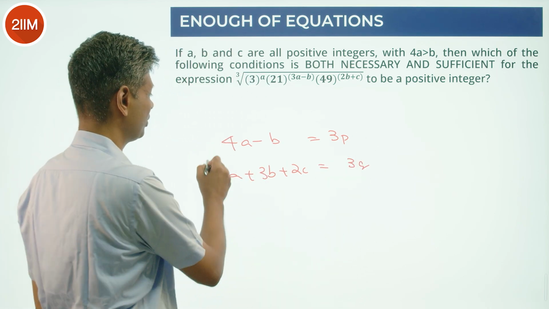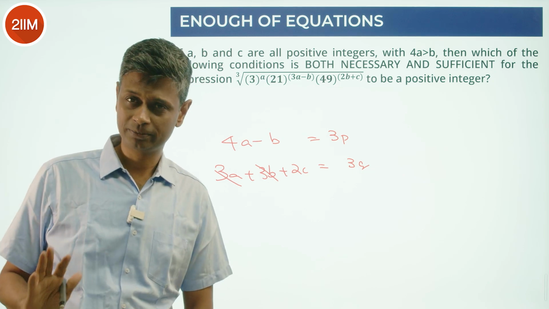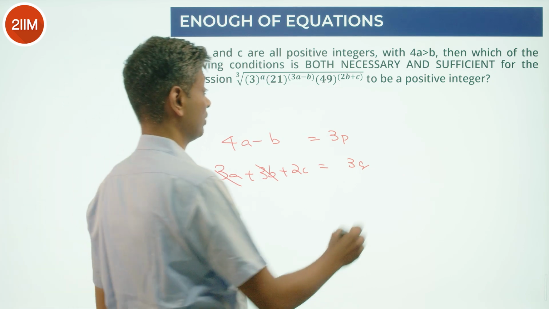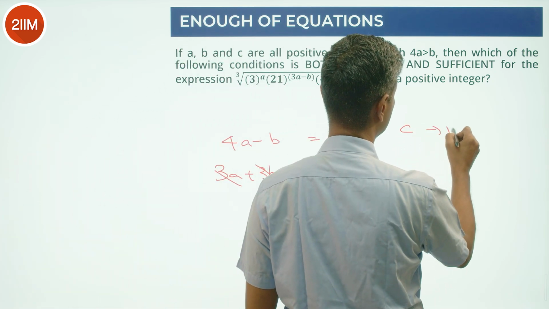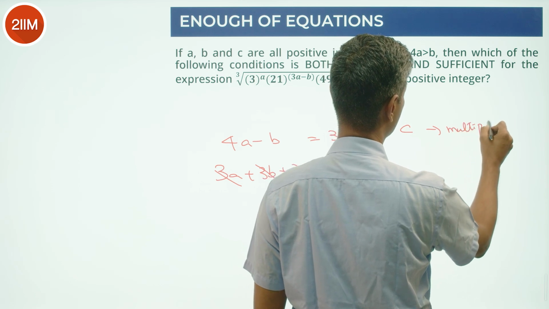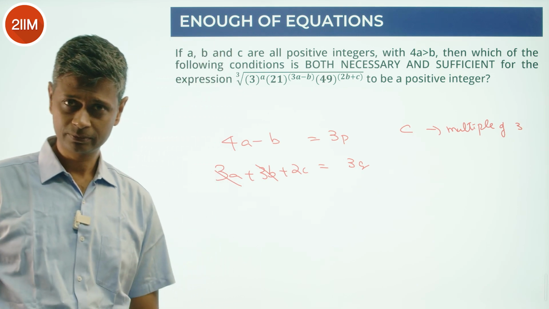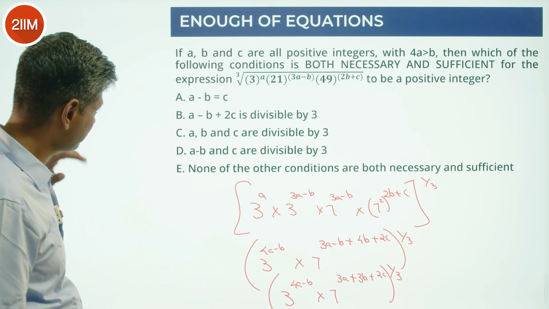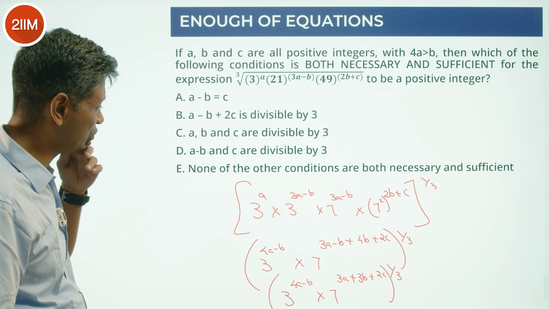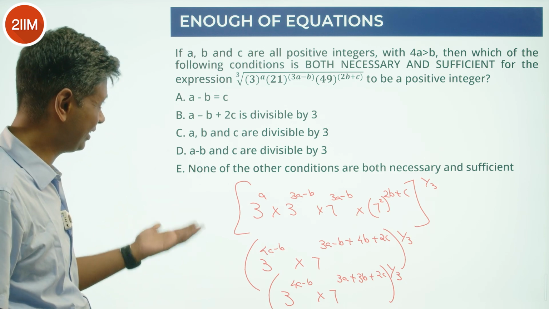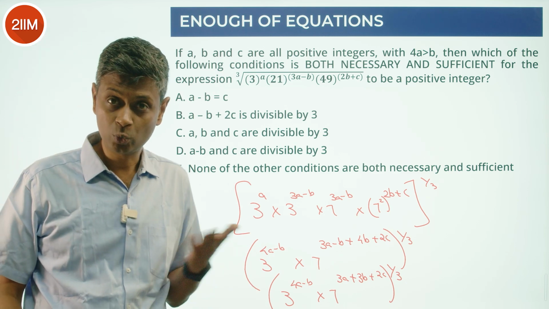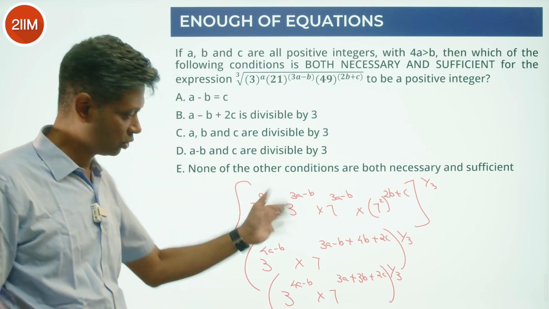Straight away I can say these two are multiples of 3, so 2c should be a multiple of 3. So the first inference I've got is that c is a multiple of 3. That has to be the case, otherwise our 7 constraint won't work. Okay, so let's look at this. a minus b equal to c doesn't help in any form. If c were not a multiple of 3, this won't work.